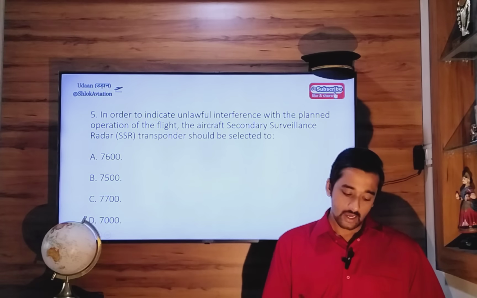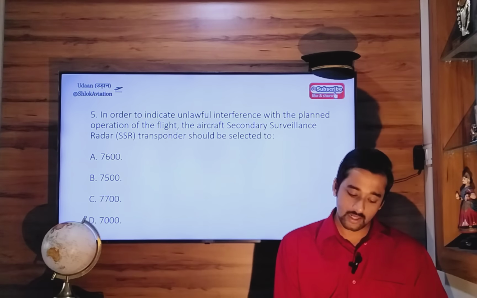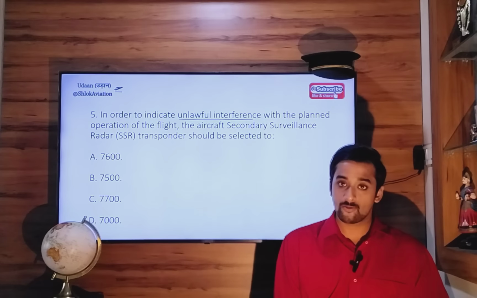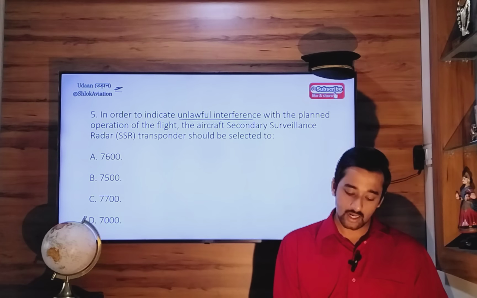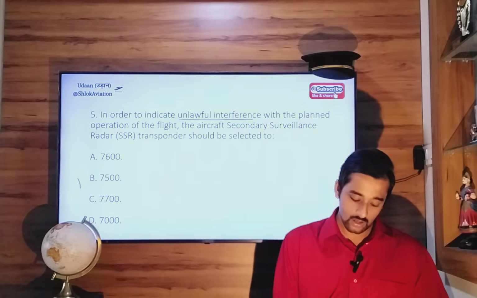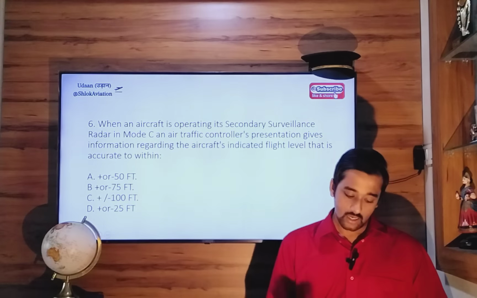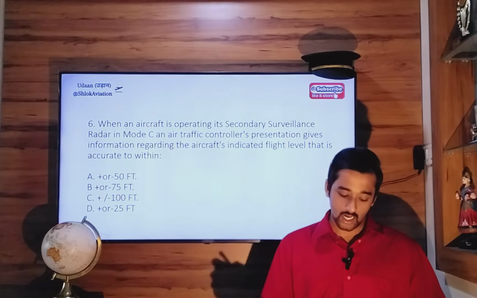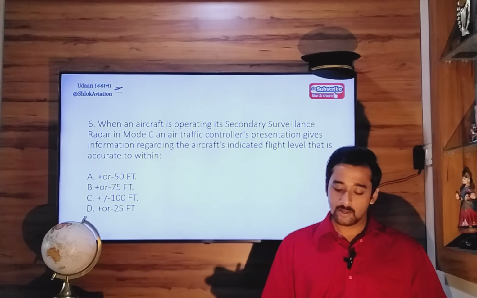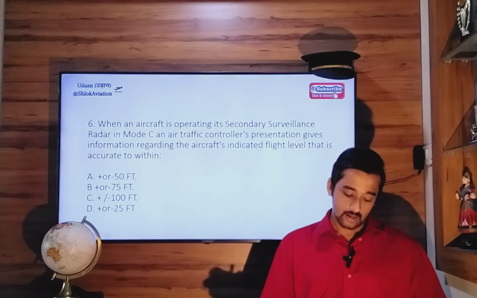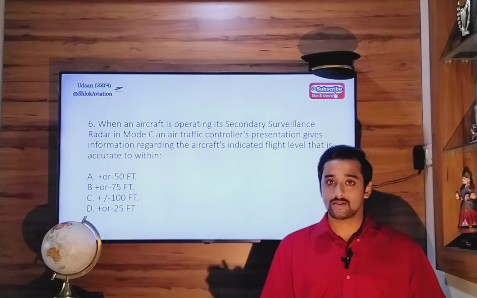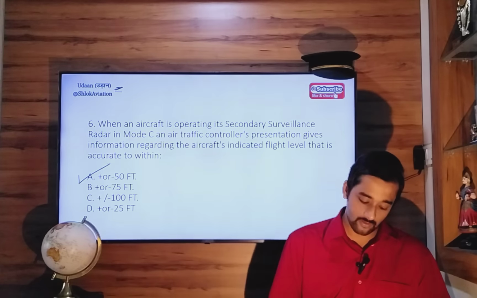Question 5. In order to indicate unlawful interference with the planned operation of flight, the aircraft SSR transponder should be selected to 7500. When aircraft is operating its SSR in mode C, ATC presentation gives information regarding aircraft's flight level that is accurate to within what? So the correct answer is plus minus 50 feet.